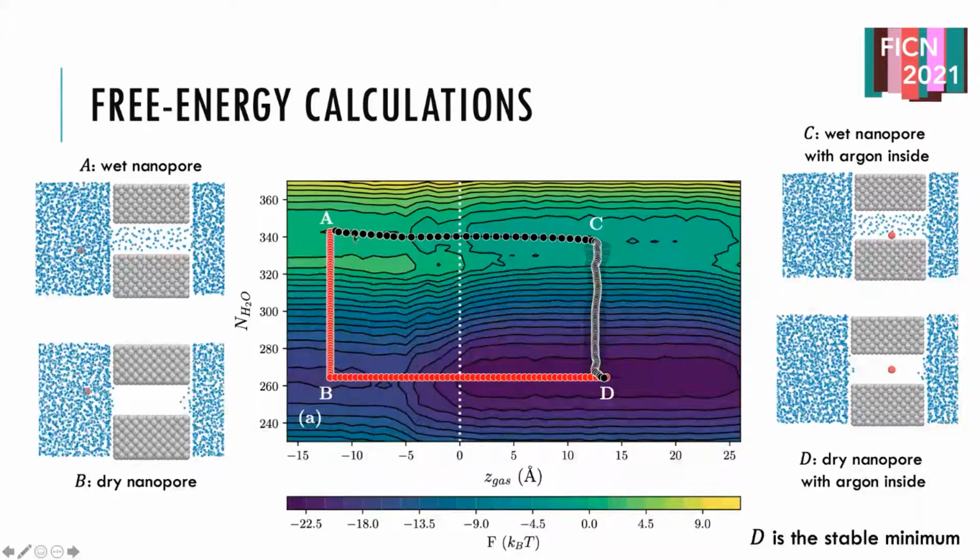I also remind you that when I showed you before the video of the free molecular dynamics simulation, we started from a configuration similar to the A state, because we had the argon in the bulk and the filled nanopore, and we ended up in the state D, where there is the bubble and the argon atom inside. The D state is also the stable minimum in this free energy landscape.